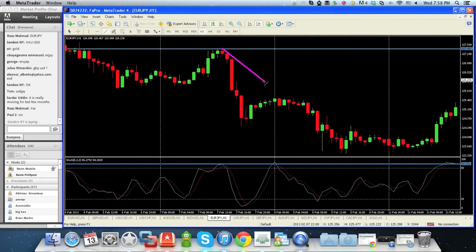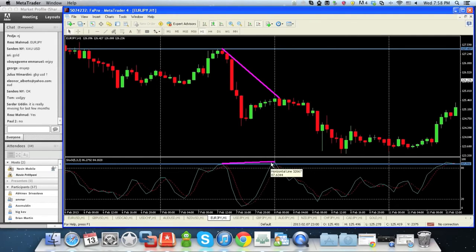Okay, from this high to whatever the first breach is, let's say this one, you do the same thing on your indicator, from here to here. And you can see we have an opposite thing going on. This market's going down here, over here it's going up. You're like, voila. We have a shift in direction.